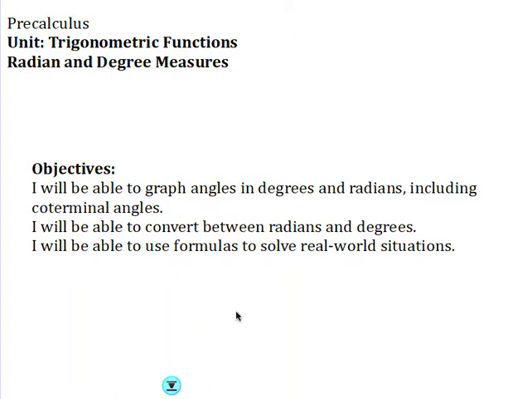Today we're going to be talking about radian and degree measures. By the end of this video, you should be able to graph angles in degrees and radians, including coterminal angles, and you should be able to convert between radians and degrees, and you should be able to use formulas to solve real-world situations.